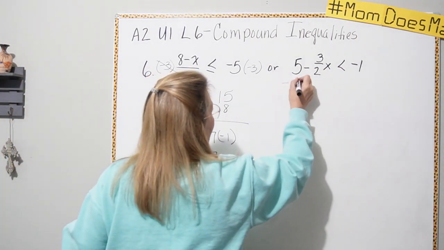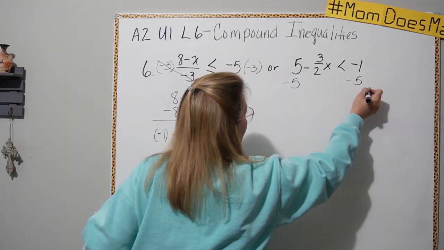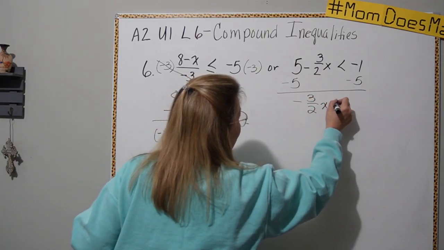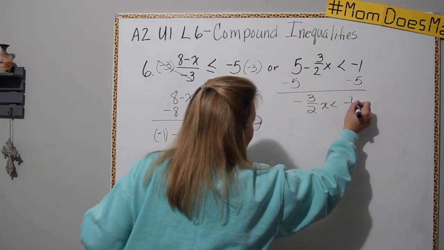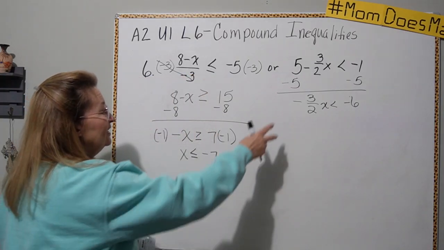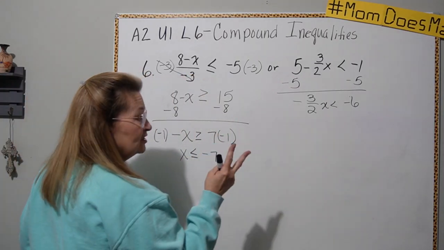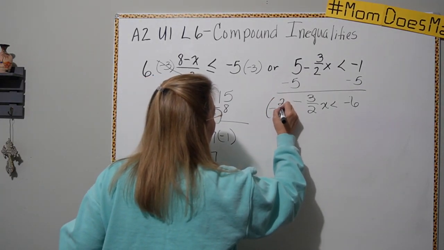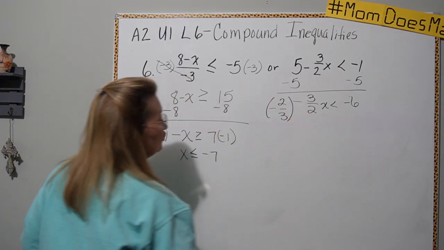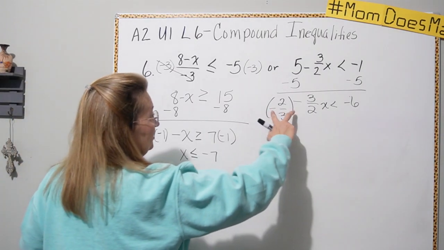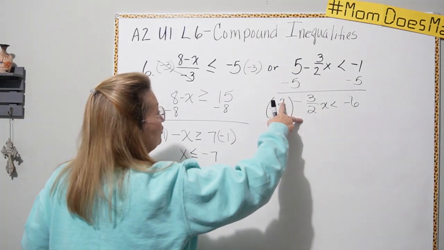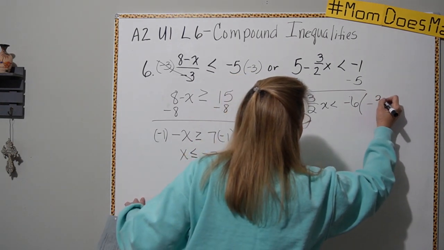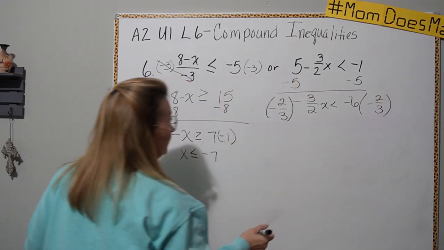So let's come over here. I'm going to get rid of the 5 first. Subtract 5 from each side. So now I have -3/2 x is less than -6. All right, now I need to get rid of that 3/2. You can do it in 2 steps, but if you're thinking smart, you can multiply by -2/3. That's going to get rid of the negative. It's going to get rid of the 2 and the 3 all in one thing. Whatever you do to one side, you have to do to the other. So we'll deal with that in a minute.